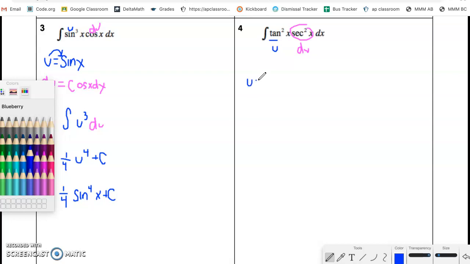So u equals tan x and du, so my derivative of u, equals secant squared dx.